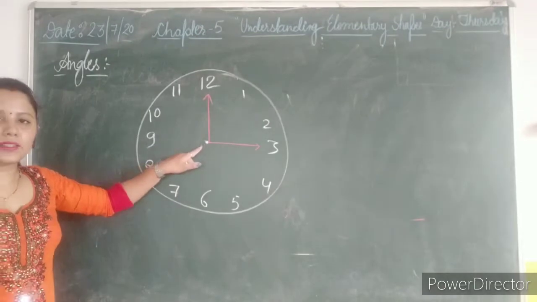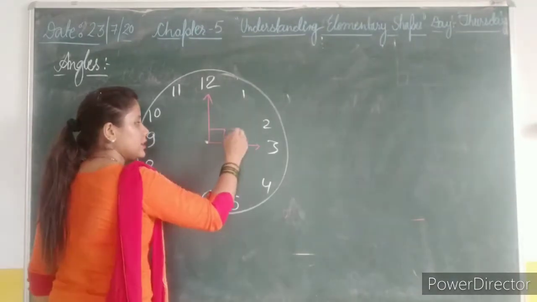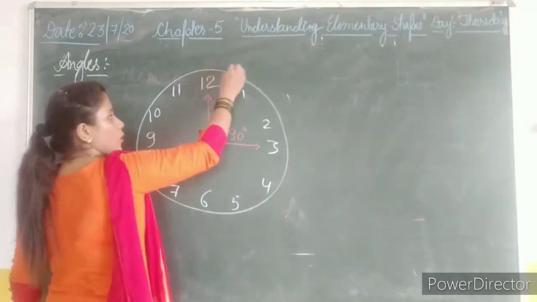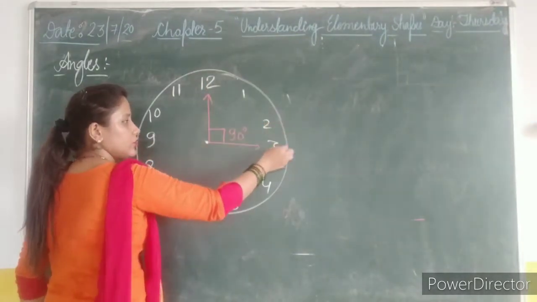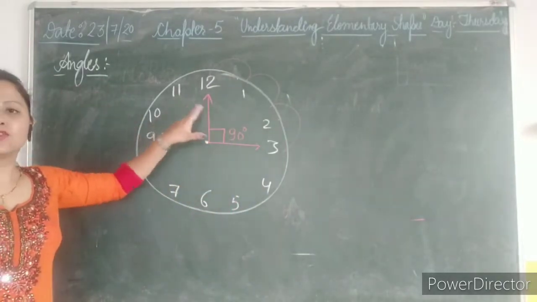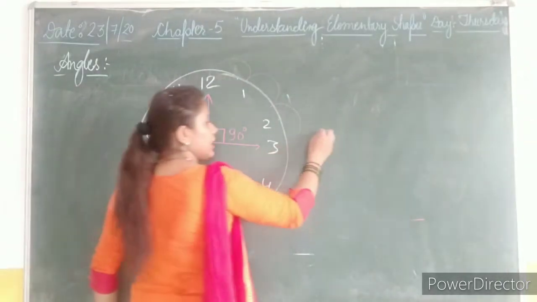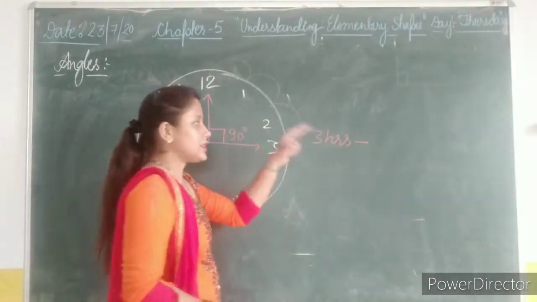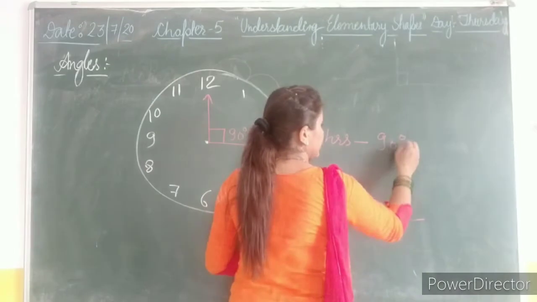So make a 90 degree angle. Yeah, find a 90 degree angle. Clear? As you can see here, 1, 2, 3 included 3 hearts.